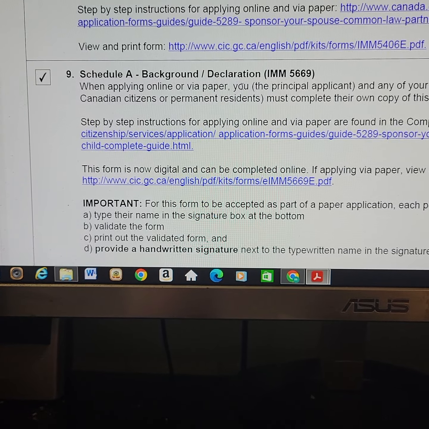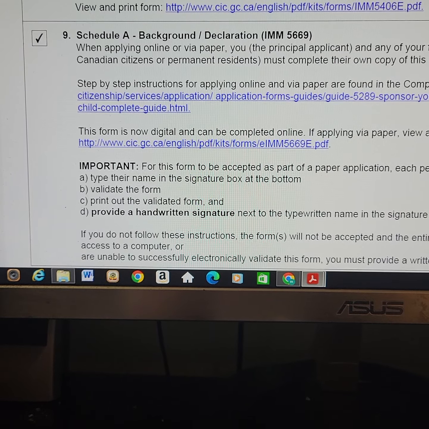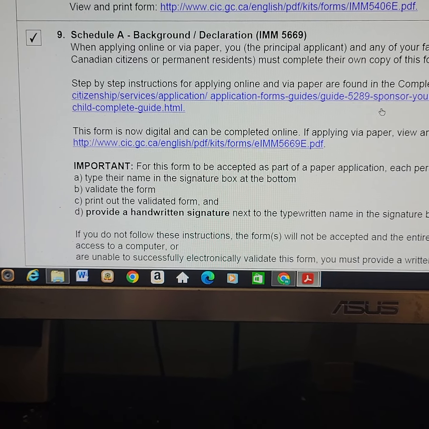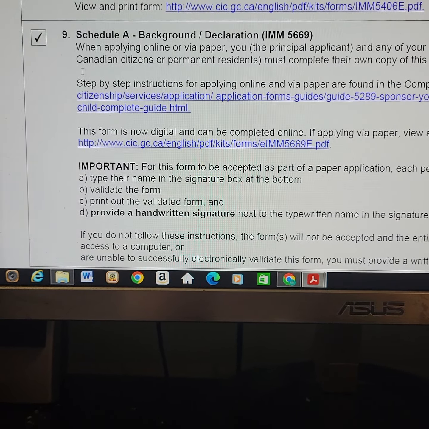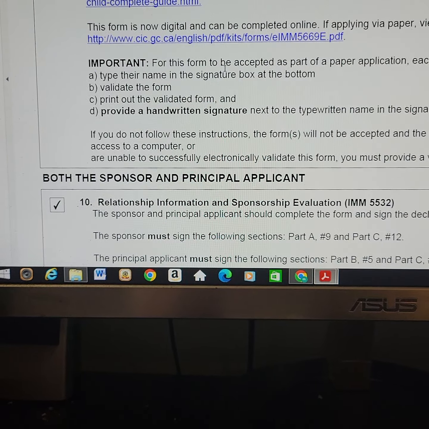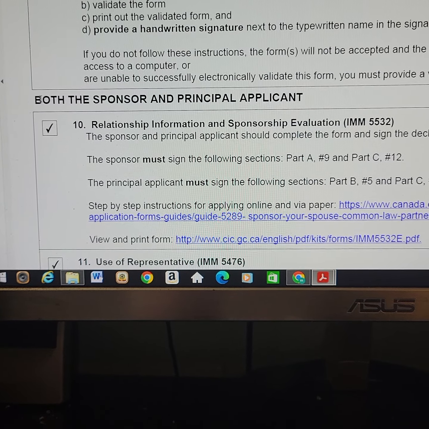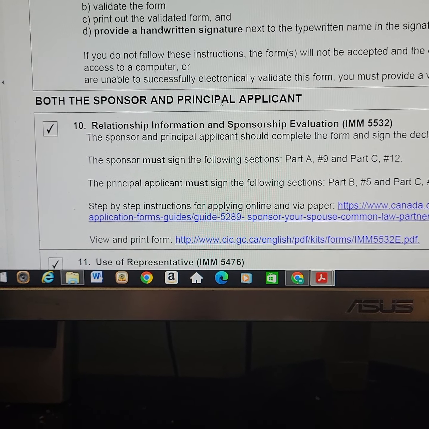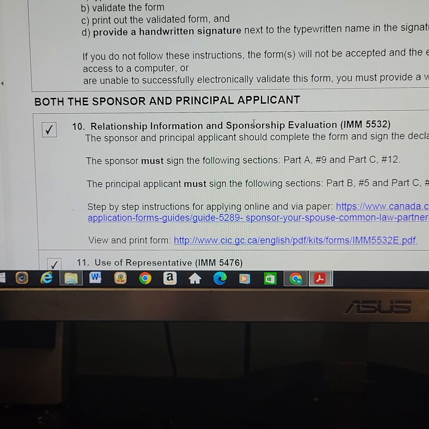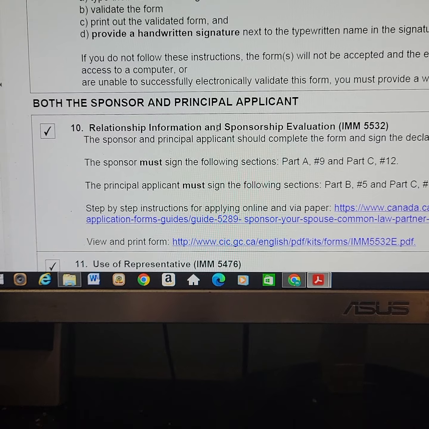Schedule A background declaration 5669. Again, very important to make sure you read everything. You check off the box. This is the document checklist. So now, as we are moving forward, both the sponsor and principal applicant, so both, you see, so it was the sponsor first and then the principal applicant, and now they're both.